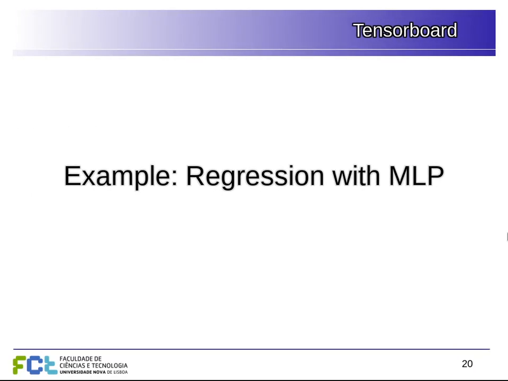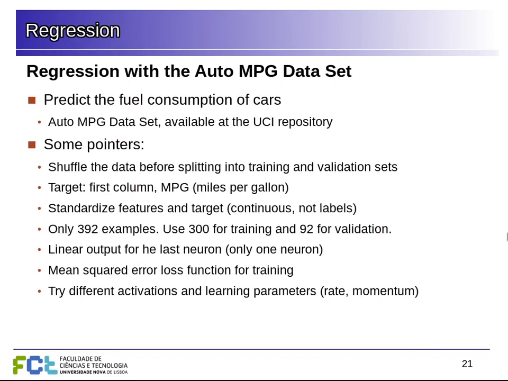So let's see an example here, a regression with the multi-layer perceptron. We're going to use the Auto Miles Per Gallon dataset, which is a dataset that has features of cars, like the power, the year it was built, and so on. And we're going to try to predict how many miles per gallon the car can do. So basically the consumption of the car.